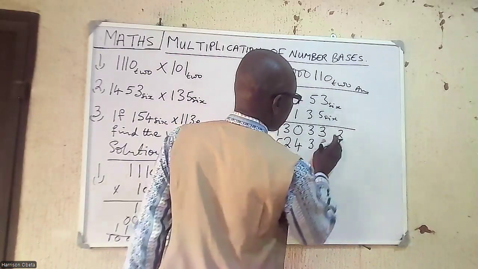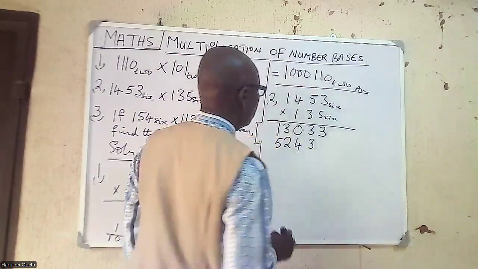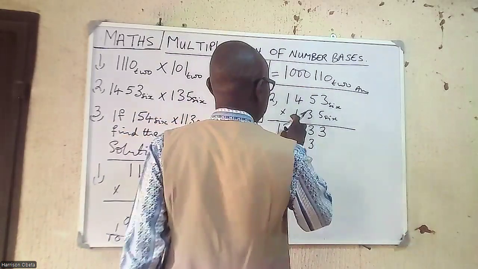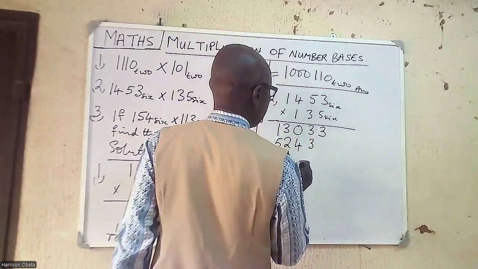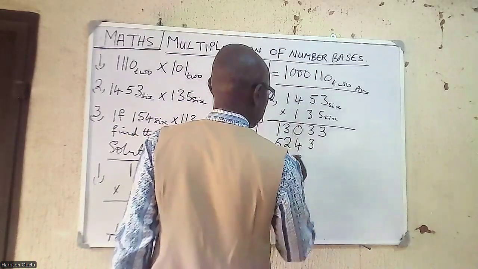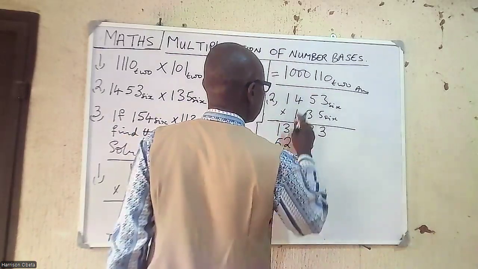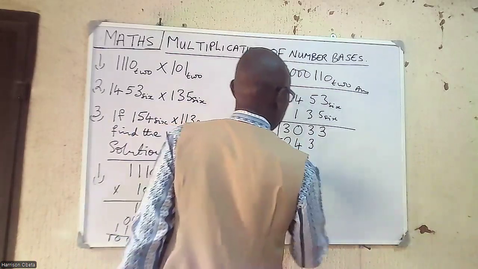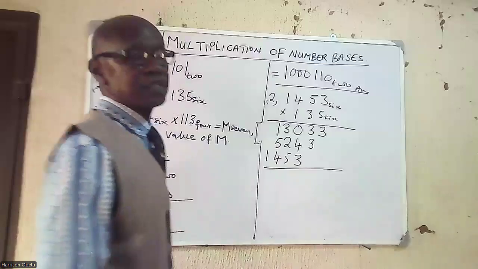And then we continue by picking the last one. And that is 1 times 3 is 3. This is 1 times 5, 5. 1 times 4, 4. 1 times 1, 1. Then the next thing is for us to add.